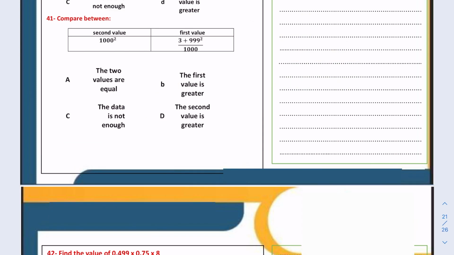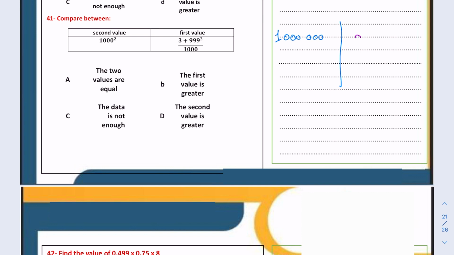Okay. Compare between 1,000 squared. This is 1,000 times 1,000. It will be 1,000,000, 6 zeros. Okay, this is not the problem. The problem will be in the other section.